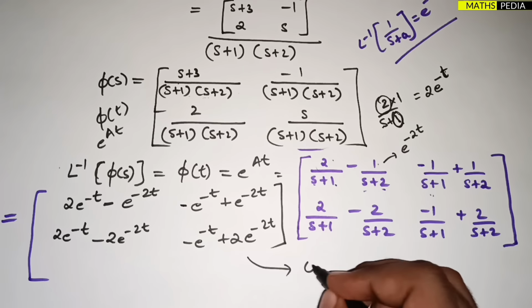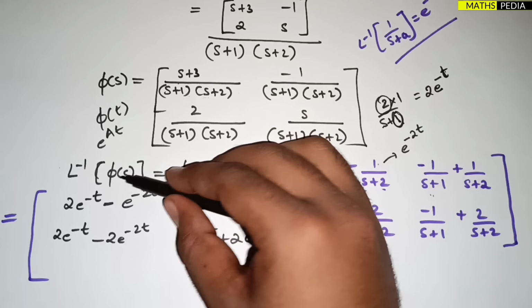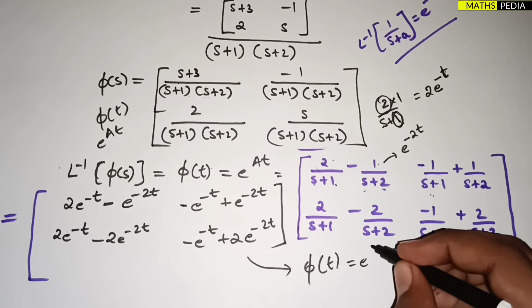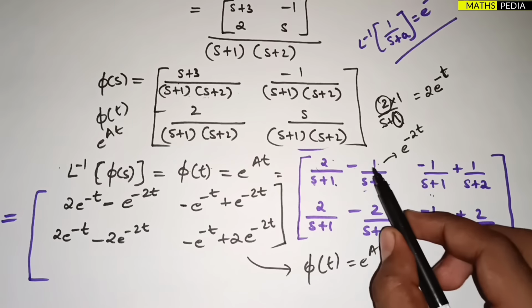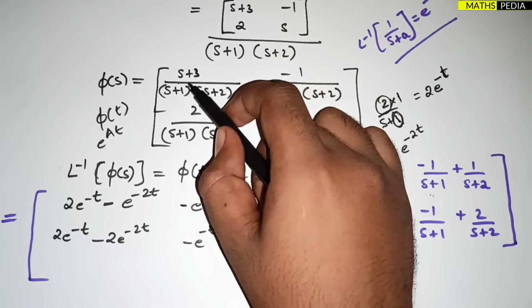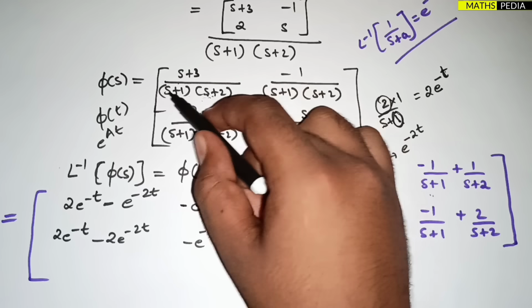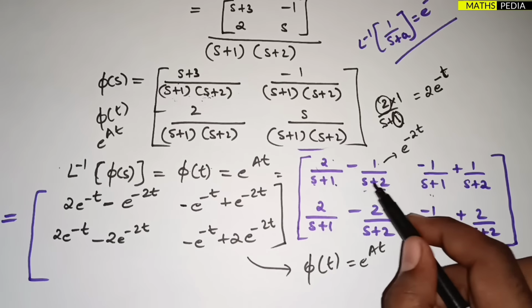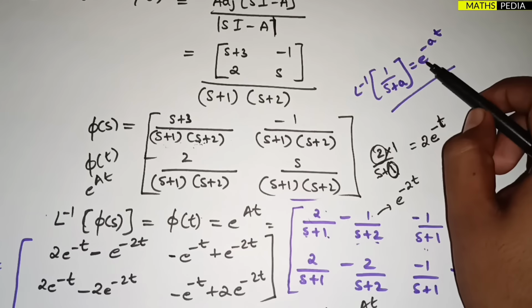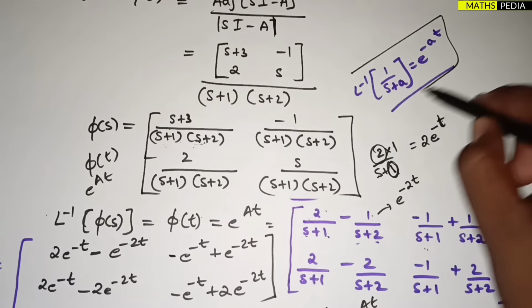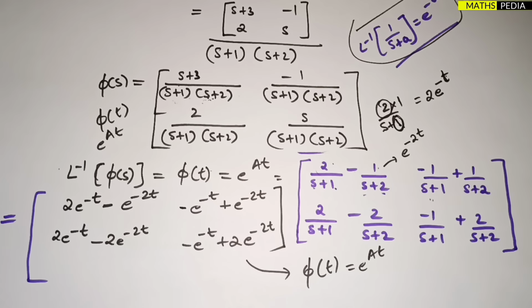This is the matrix which is nothing but phi of t. We have to find the Laplace inverse of phi of s, which is phi of t, and which is equal to e power At. This is nothing but the state transition matrix of the given system. So you need to understand, for the Laplace inverse you have to do partial fractions. Since the denominator is in product form, you just split it up using the partial fraction method, and apply this formula: the Laplace inverse of 1 by s plus a is e power minus at. Just observe this and do it. I have done one for you, the rest you can just check. So this is the answer.